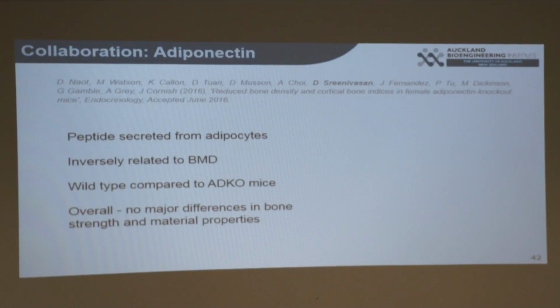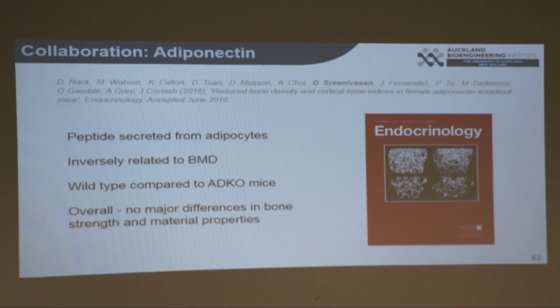Then we teamed up with a medical school to look at a peptide called adiponectin. Now, adiponectin is secreted from adipocytes, and it has an inverse relationship with bone mineral density. So the study compared the wild type to an adiponectin knockout. Unfortunately, overall, there were no real differences in the bone strength or material properties. That is an oversimplification. There were some minor changes in the cortical bone when you looked at the micro-CT indices, but overall, no real differences. But what I thought was really nice is that this study just got published in Endocrinology this month. And like I said earlier, I think micro-CT images are beautiful, and the micro-CT images from that study are front page, so I like that.